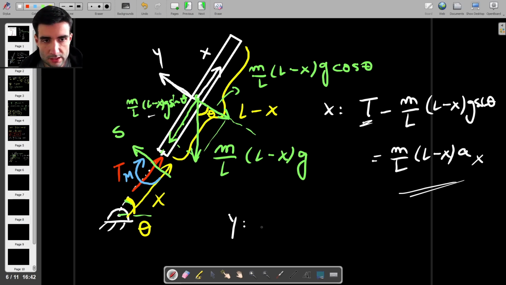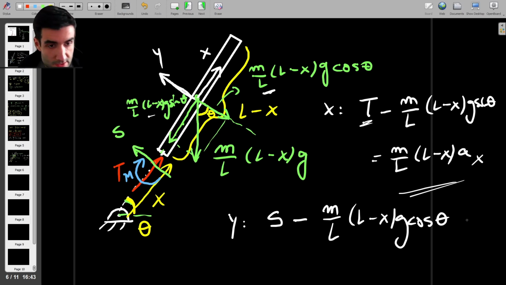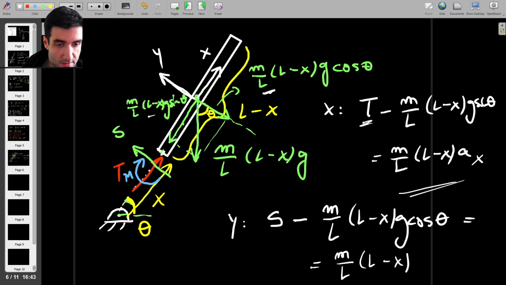So in the y direction, we have two forces. We have the shear force, which is S, in the positive y direction, and then we have minus this here. So m over L, L minus x, g cos theta. Those are all the forces, and this is equal to m over L, L minus x, multiplied by the acceleration of the bar in the y direction, and that's it.